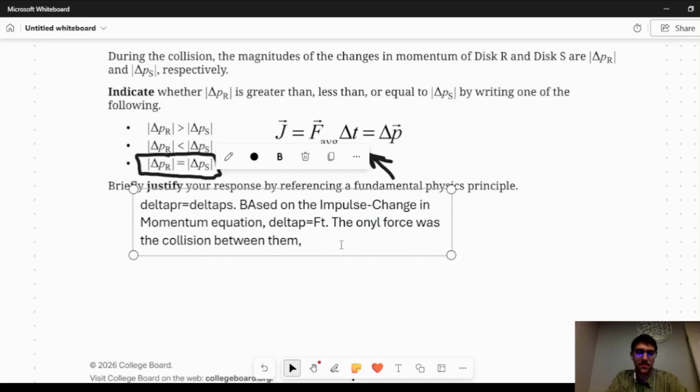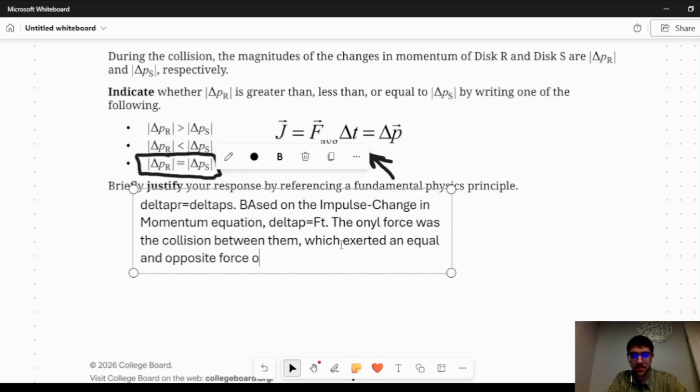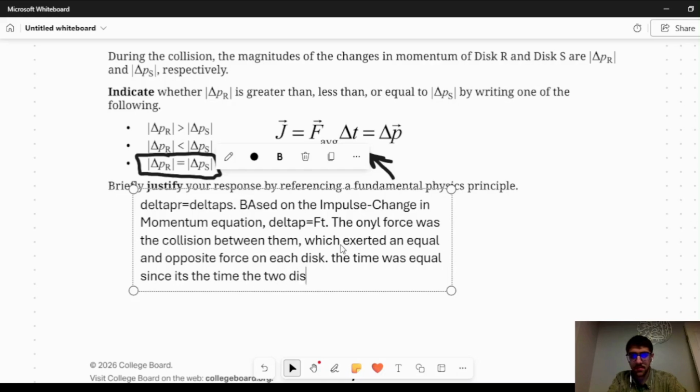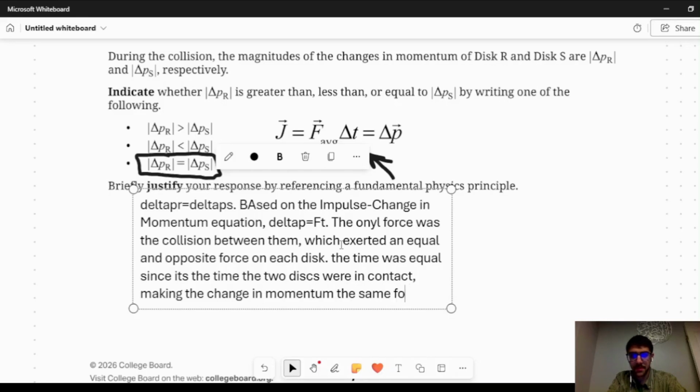Only force between each disk. So it looks something like this.